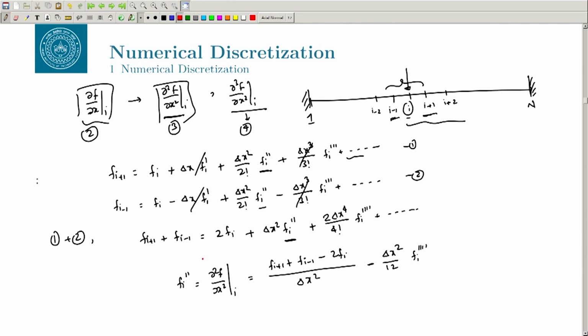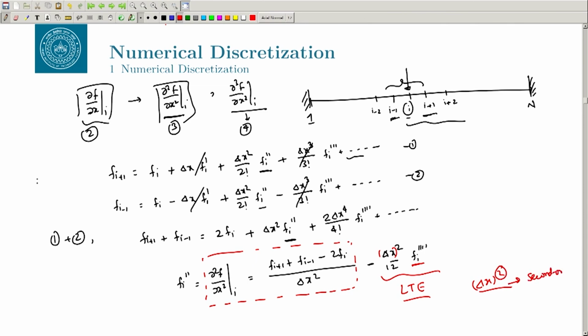So, this is the approximation of your second order derivative, and this is your leading truncation error. You can see that your leading truncation error is of order delta x square. This can be any derivative, f I double prime, triple prime, fourth prime. What you need to see is the power of your delta x term, and that gives you your order of accuracy. So, this is raised to the power 2, and this is a second order accurate scheme.